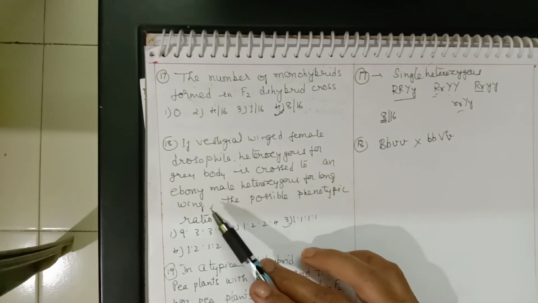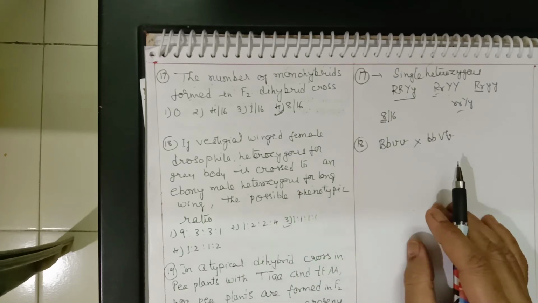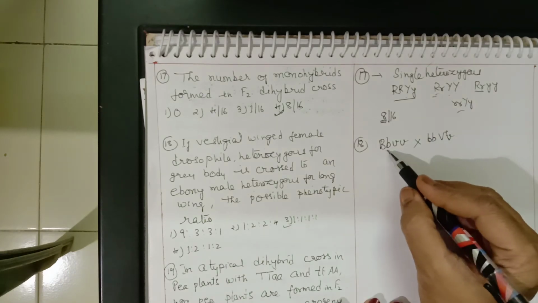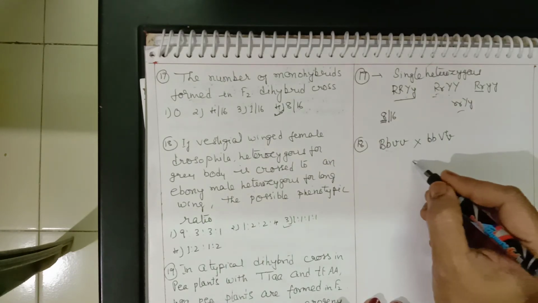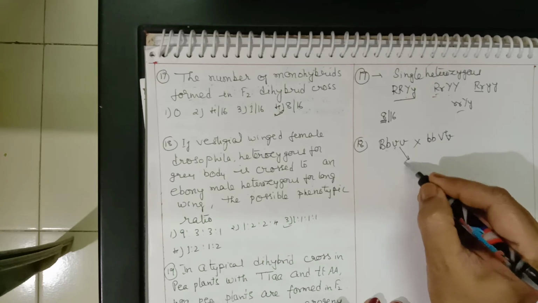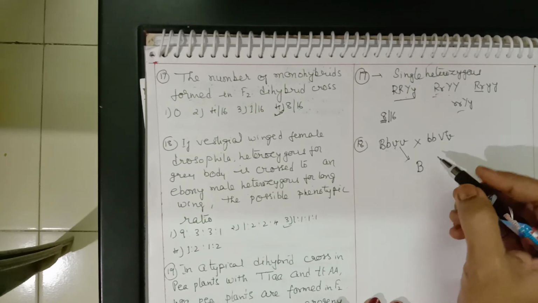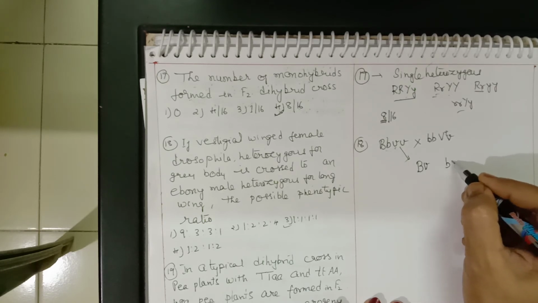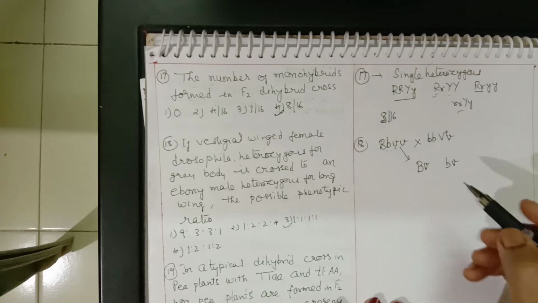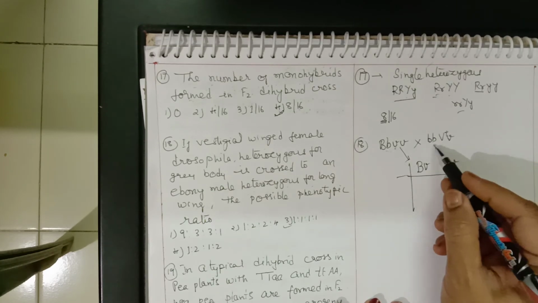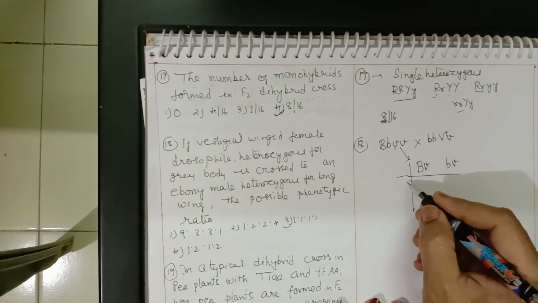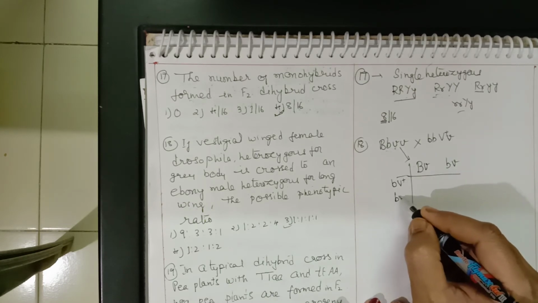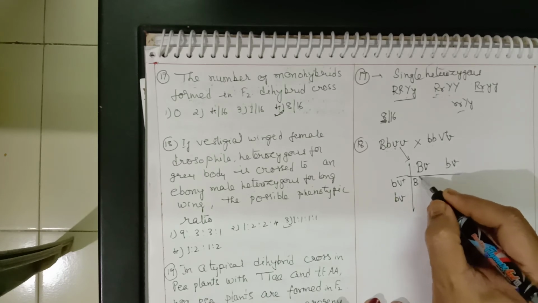And what is the question asked? The possible phenotypic ratio. So here, if you make a ratio, you will get the possibilities. From the female parent you are going to get two types of gametes: capital B small v, and small b small v. And from the other parent, here also you are going to get two types of gametes: small b V plus, and small b small v. So you are going to get this type.